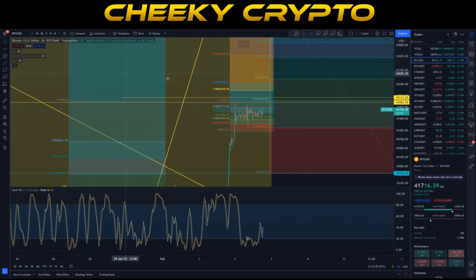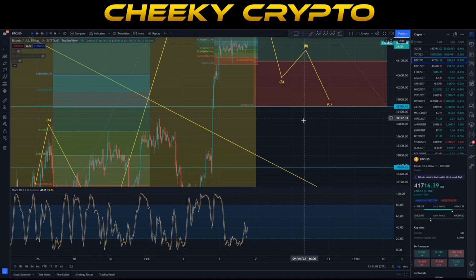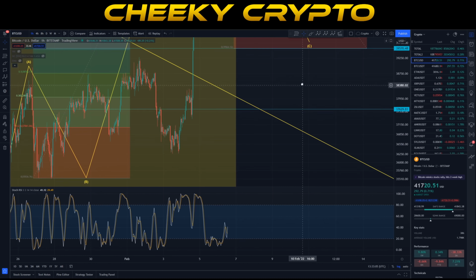So for me, I'm thinking we are more than likely just going to go up to this 1.618 area. And then from here, we are going to see an A, a B, and a C, hopefully taking us down in towards those lower ranges. And again, we're just targeting some of these key areas that we've seen previously.